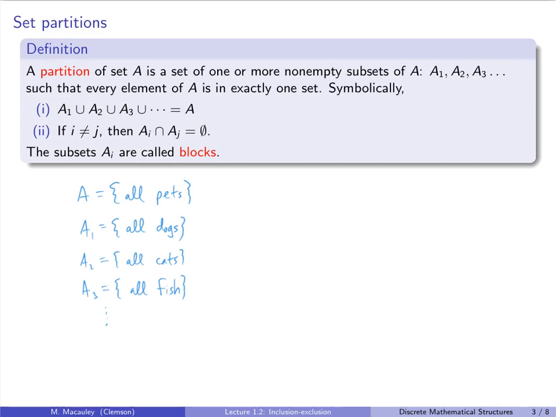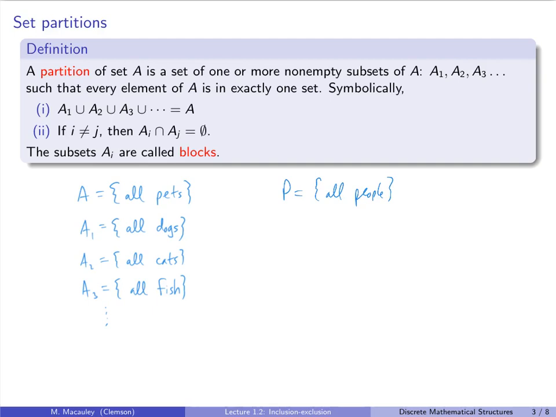And let's check the conditions. So the set of all pets is the union of the set of all dogs and the set of all cats and the set of all fish and so forth. That holds, assuming we complete our list. And secondly, this second condition just says that these blocks are disjoint. So there is no such thing as a pet that is both a dog and a fish, or a cat and a fish. So it's just a way to group your set into logical families. You can also talk about, say, the set of all people. Maybe P is the set of all people.